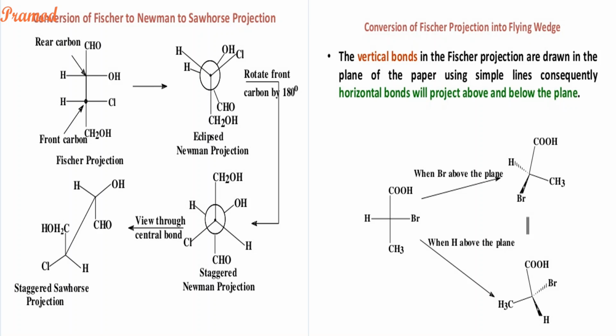which groups are there on the plane? So vertical bonds. Vertical is what? COOH and methyl. So they are shown on a dark line. Okay, COOH and methyl. Whereas your H and Br, they are shown on a wedge and a dotted line, meaning that they are away from you. This is how you can convert your Fisher formula into your flying wedge formula.